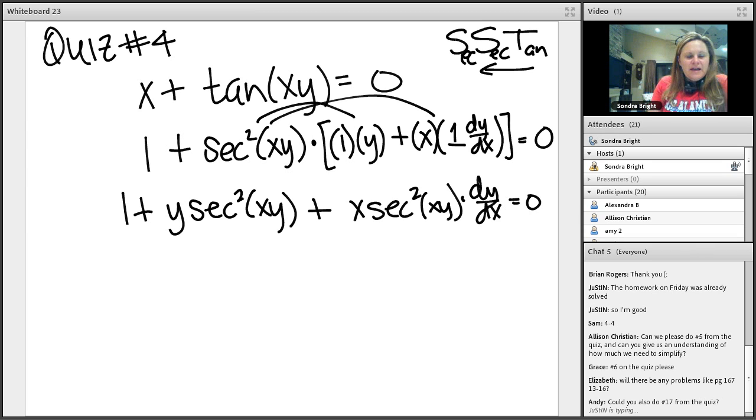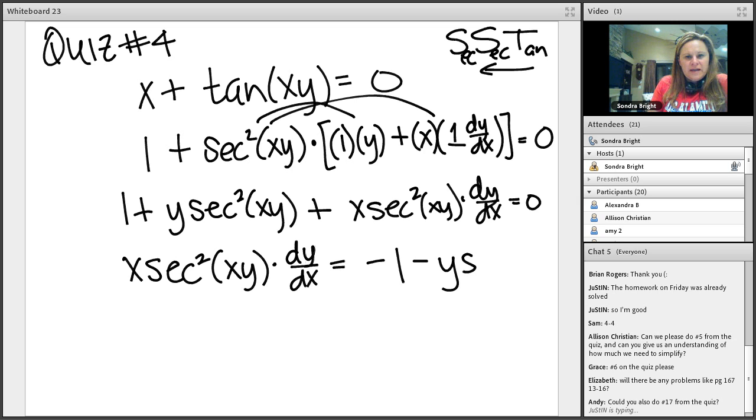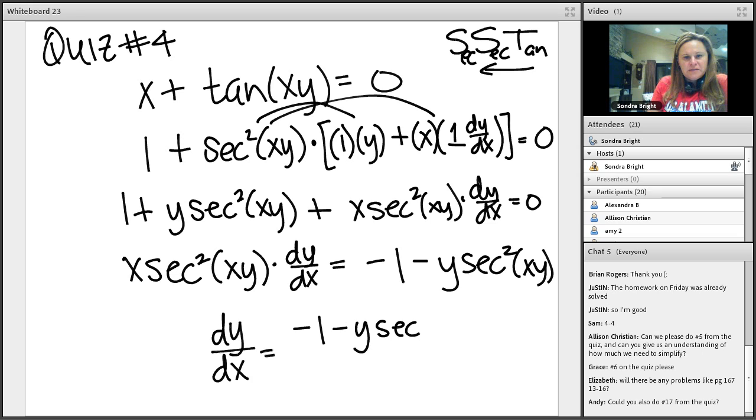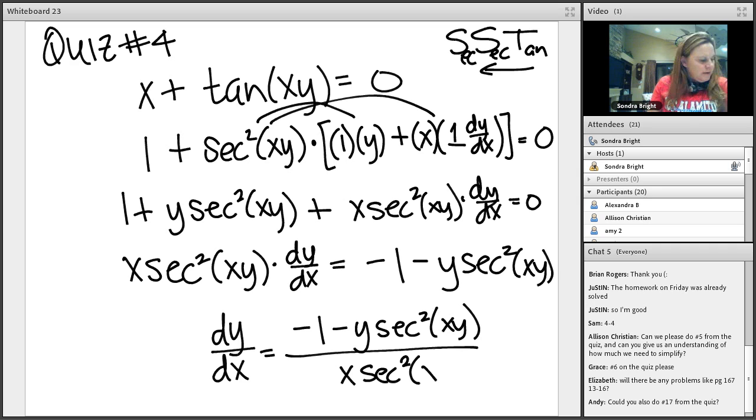Distribute that secant squared to both terms so that you'll have a y times secant squared of xy, and then a plus x times secant squared of xy, and then you still have a times dy dx. You want to solve for dy dx, so you need to subtract the first two terms. You still have this on the left-hand side. But you will have subtracted 1 and subtract the y times secant squared of xy. And then dividing both sides by the x secant squared, we got negative 1 minus y times secant squared of xy all over x times secant squared of xy.